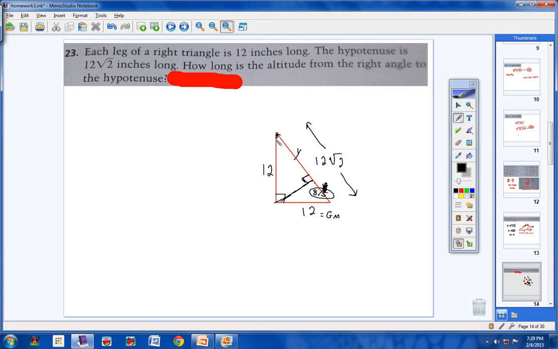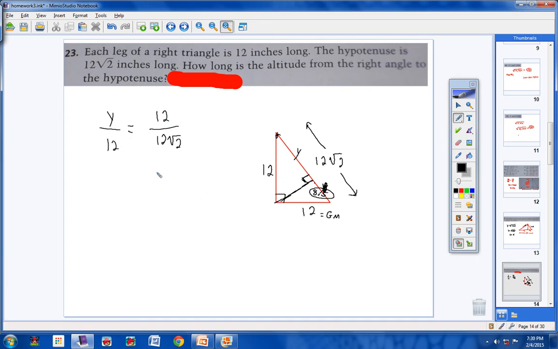This length here is the geometric mean of this number here and the entire length of the hypotenuse, okay? So this length here is the geometric mean of this and this, okay? So the two numbers that I'm taking the geometric mean of are y and 12 square root of 2. Okay? The number that is the geometric mean is 12, so I'll put a 12 here and the 12 here.